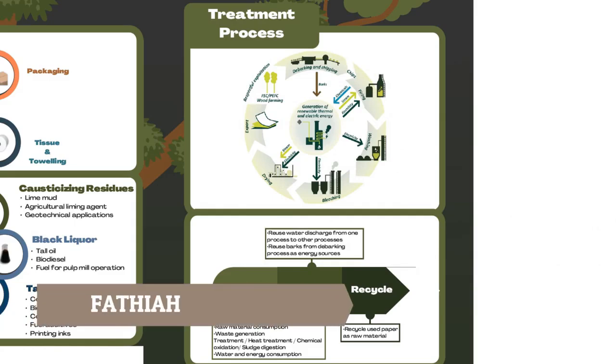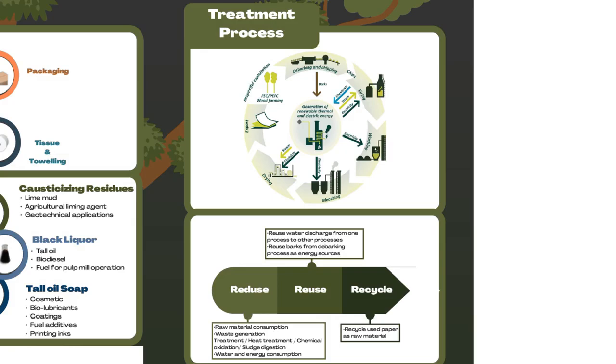In pulp and paper making, the energy required is generated based on the maximum reuse of resources to take good care of the natural environment. We make use of the 3R concept to evaluate this industry. First R is reduce. Reduce raw material consumption by using hardwood instead of softwood because it can yield more pulp. Next, reduce waste generation by treatment, whether heat treatment, chemical oxidation, or sludge digestion. Next, reduce water and energy consumption.